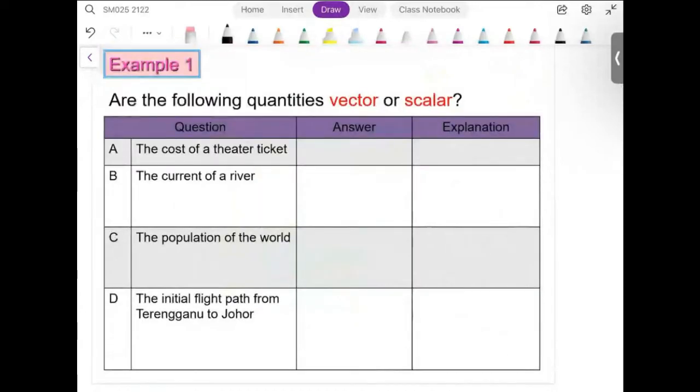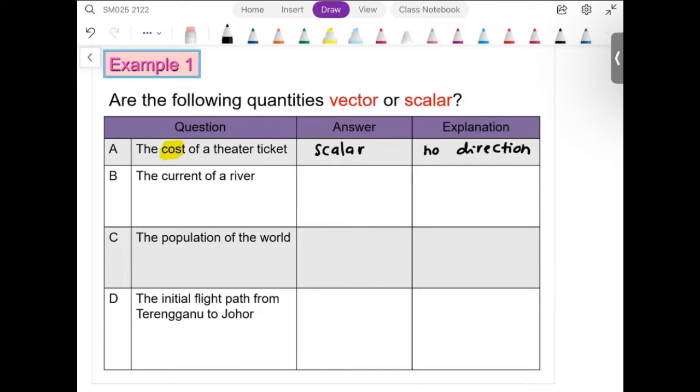So, for the following case, we have to state whether it is a vector or scalar. So, first one, cost of theatre ticket. Harga tiket teater. So, this one would be scalar. Why? Because there is no direction. Tak ada arah. So, bila tak ada arah, confirm dia bukan vector. Sesimpel itu sahaja.